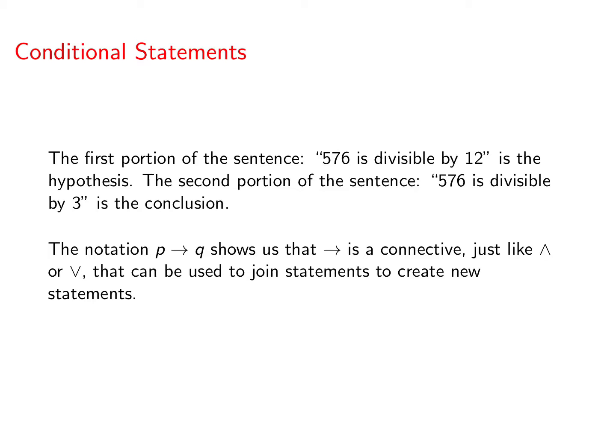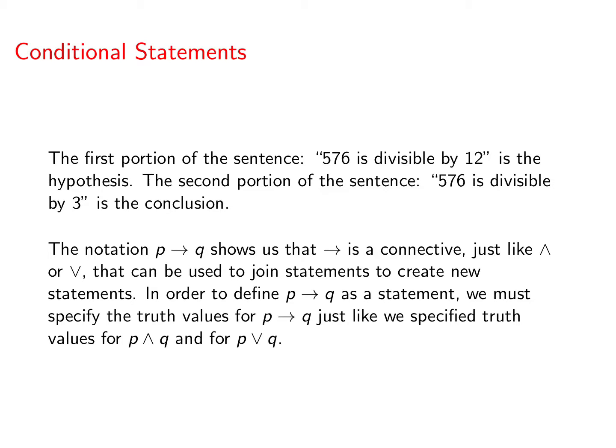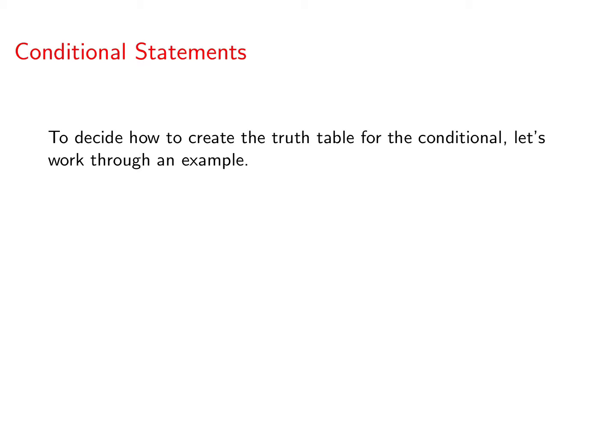So this notation, this P arrow Q, is going to give us a new connective, just like and or. They're going to join statements to create new statements. So in order for us to define P arrow Q as a statement, what we need to do is specify the truth values for P arrow Q, just like we did for P and Q and for P or Q. So in order for us to create the truth table, what I'd like to do is work through an example.